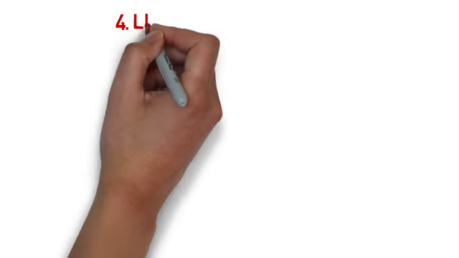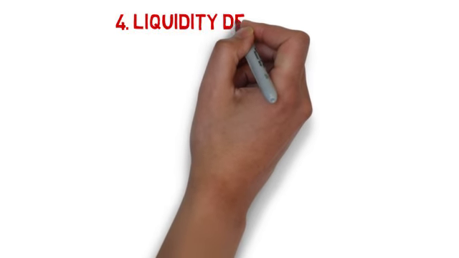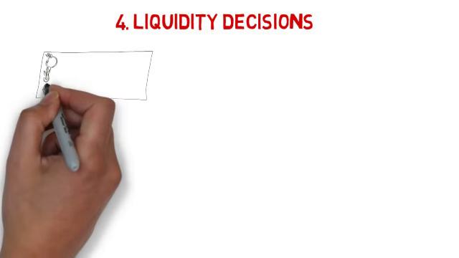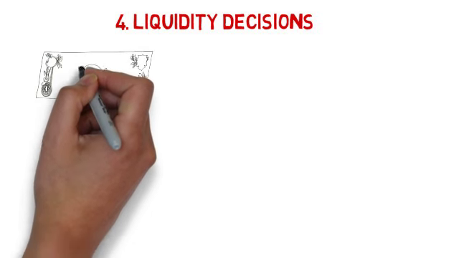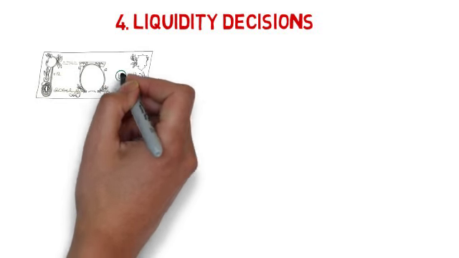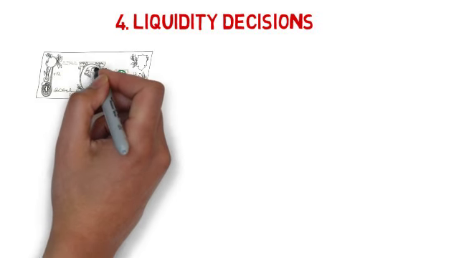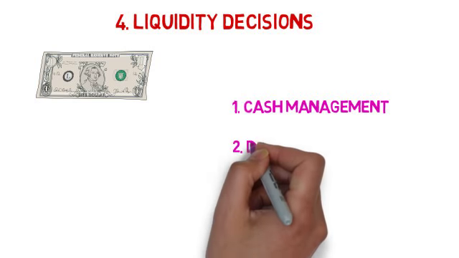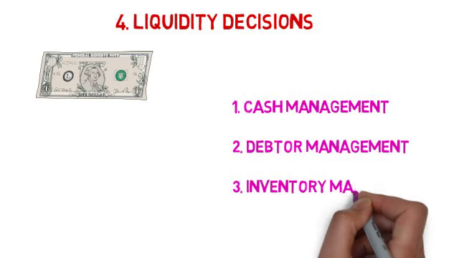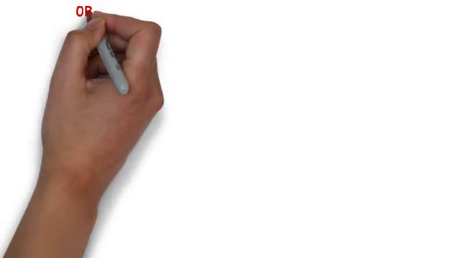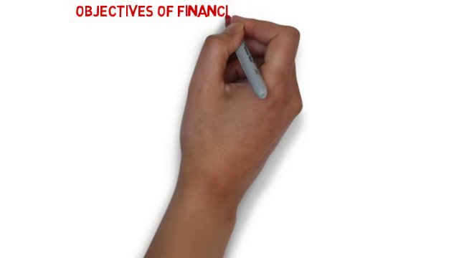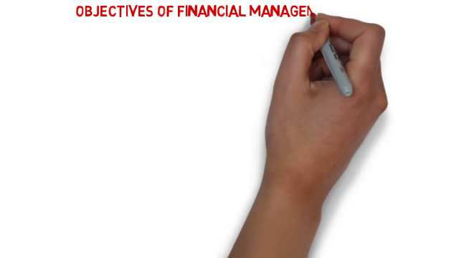Although if a firm has sufficient capital assets, it would need enough liquid assets such as cash to carry out the day-to-day activities to meet current obligations. Managing availability of liquid assets is known as working capital management. It contains three broad areas: cash management, debtor management, and inventory management. Now that we have learned broadly about financial management, let us look into the objectives of financial management.